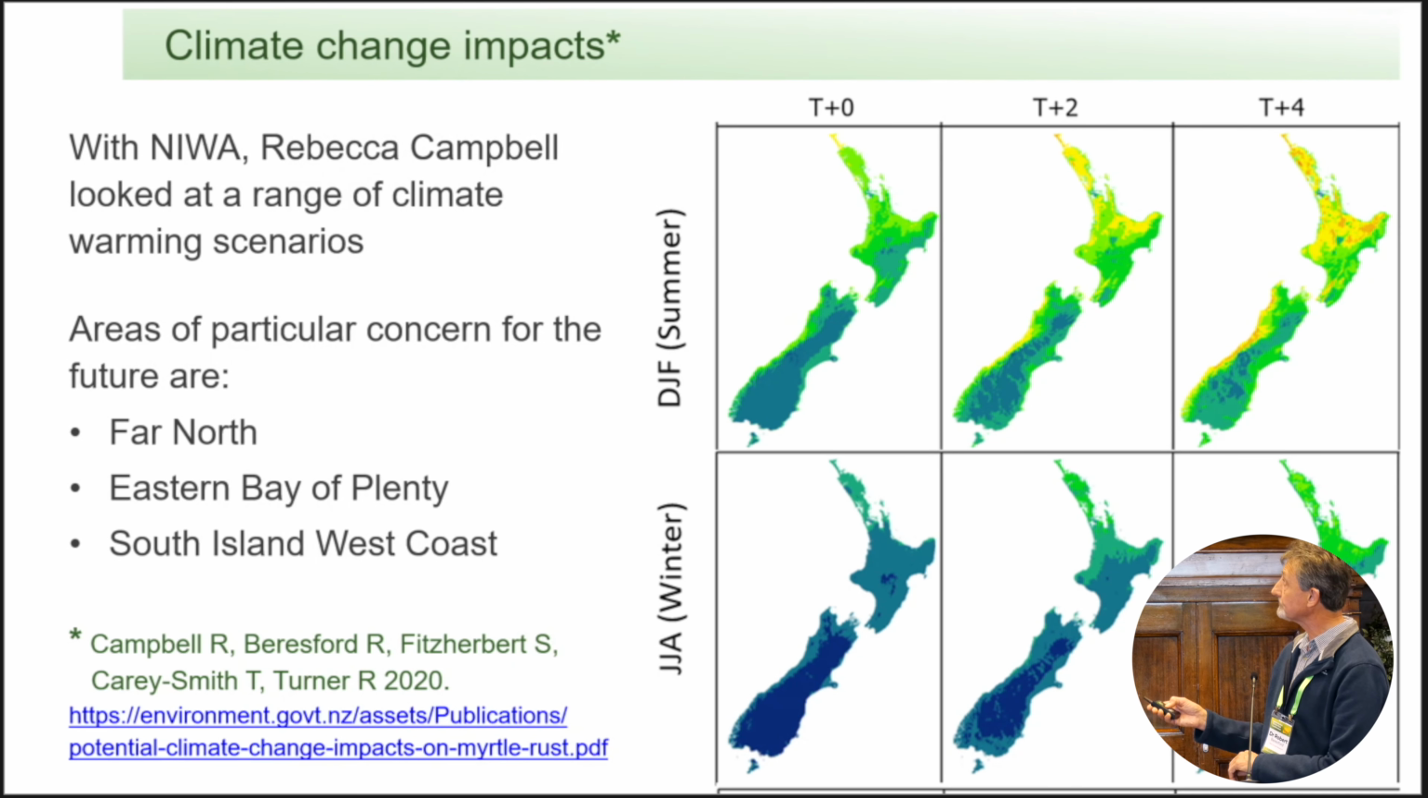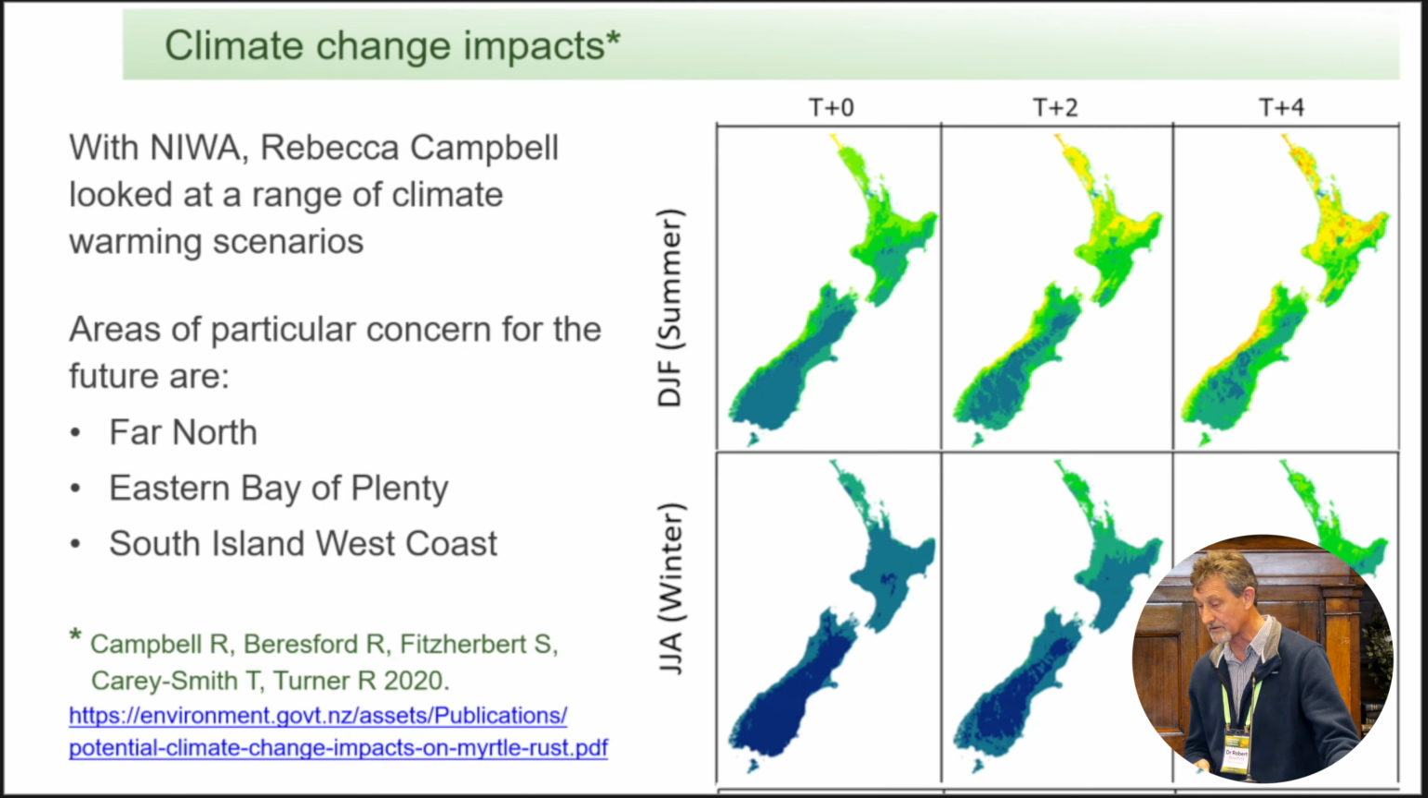So that's up in here. This is a T+4, so it's a 4-degree increase in average temperature. Eastern Bay of Plenty, another high-risk area, and then down the west coast of the South Island. So that work's publicly available through a report that's on the MPI website, which has got the URL there.